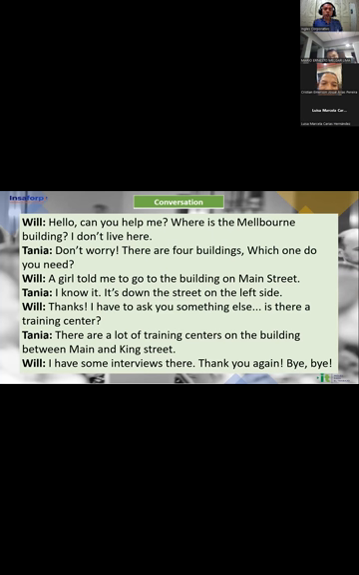A girl told me to go to the building on Main Street. The building on Main Street. I know it. Notice that it's not "know it". No, it's "know it". I know it.